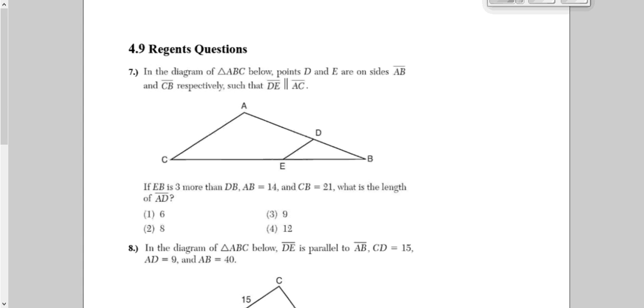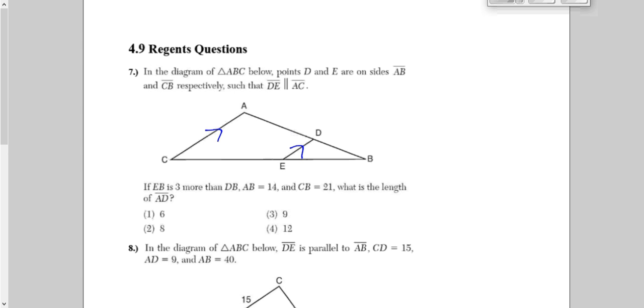So we got parallel lines. We gotta label this thing, right? Oh, this is interesting, isn't it? Guys, this is interesting. EB is 3 more than DB. That's not a scale factor, that's not a multiple, that's addition, isn't it? It doesn't say it's 3 times the length. If it said 3 times, you might be onto something, right?